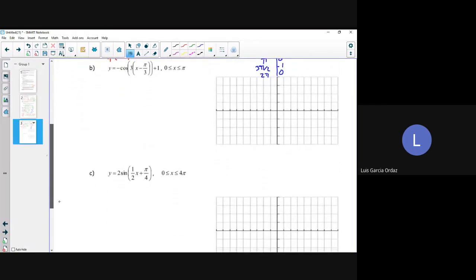So this one has a bit more transformations, but we can probably graph it perfectly fine. This one's going to be easy. The reason why is because we don't have a reflection in the y-axis, so it's going to give us all the points on the positive x-axis. So our equation is y equals negative cos of 3 times (x minus pi over 3) plus 1.